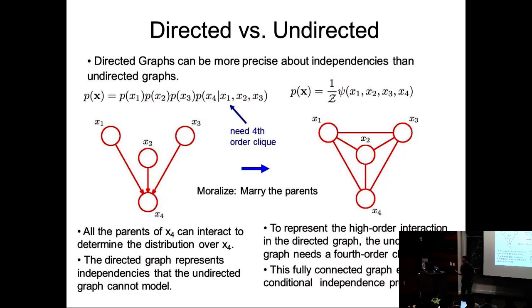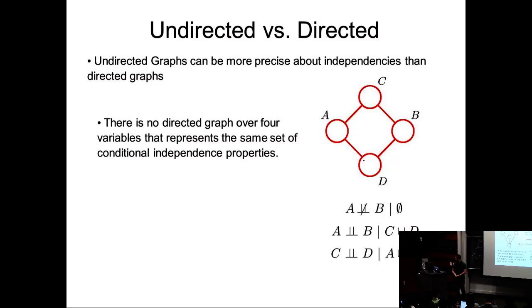So for directed models, typically when you specify the joint, you have to specify it as a bunch of conditionals. So it is already globally normalized. You don't need a normalization constant. For undirected graphs, when we enforce local constraints, in order to make it globally normalized, we have to have a partition function, right? To have it be normalized. But on the other hand, undirected graphs can be more precise about independencies than directed graphs, right?